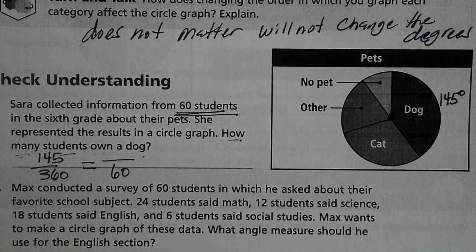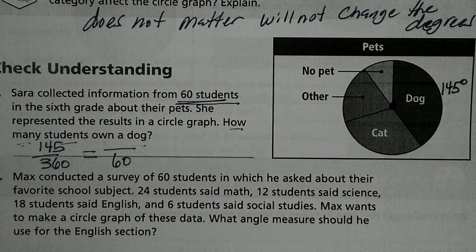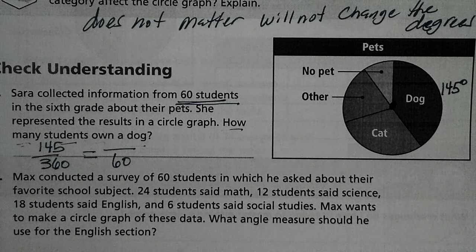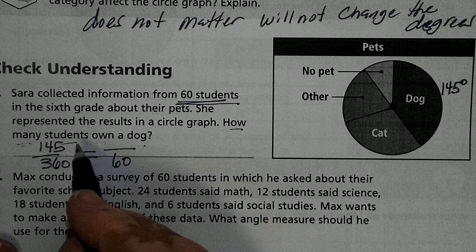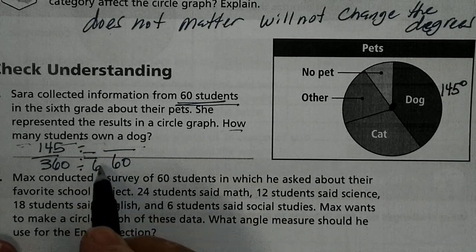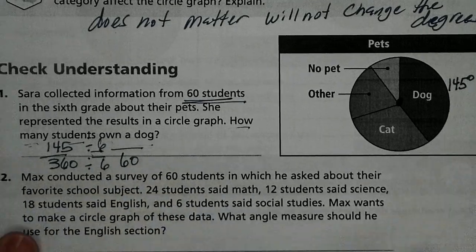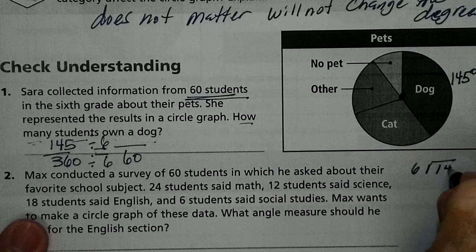So now what would we do? So we would see how many times you would have to divide 360 to get 60. Yep. And then divide 145 by that. Yep. Which would be 6 times. Yep. So then 6 into 145.